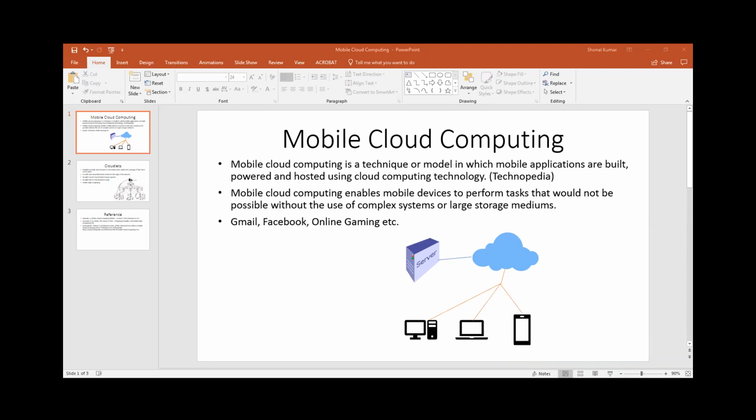Some examples are when you're using Facebook on your mobile or when you're checking mail on the Gmail app. When you're playing games online, you just need an internet connection and the server is hosted somewhere else on the cloud, meaning in a different geographical location. This is basically just a diagram to show that. Moving on.